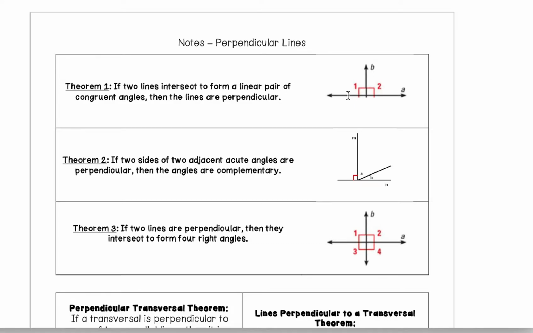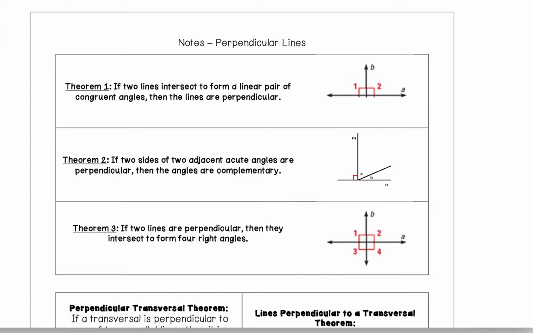In this video, I'll be reviewing some theorems on perpendicular lines. Our first three theorems are labeled as just 1, 2, and 3 for us today, so we can easily reference them later on in some examples. Our first one is telling us that if two lines intersect to form a linear pair of congruent angles, then we can say the lines are perpendicular.